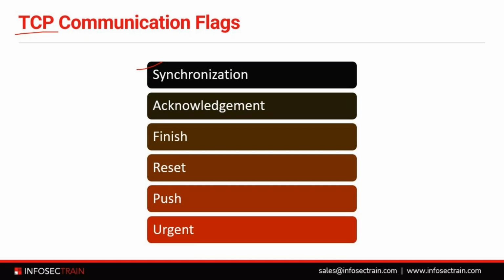Now, the synchronization flag means that it will synchronize the two devices, right? Whenever any legit TCP communication starts, it will always start with a synchronization flag, so it is used to initiate a TCP connection. Whenever any genuine TCP communication starts, it will always start with a synchronization flag. Now, the synchronization flag is used in something called the three-way handshake, right?